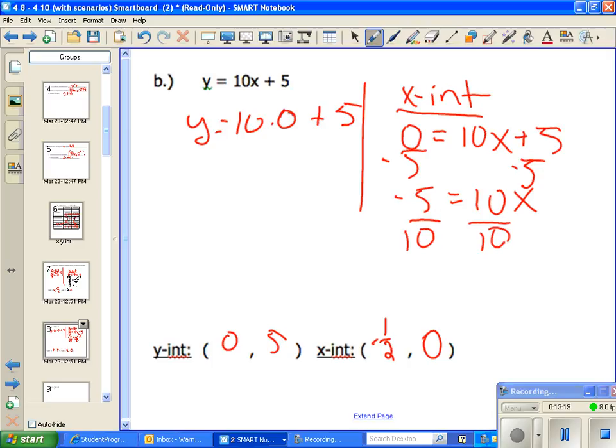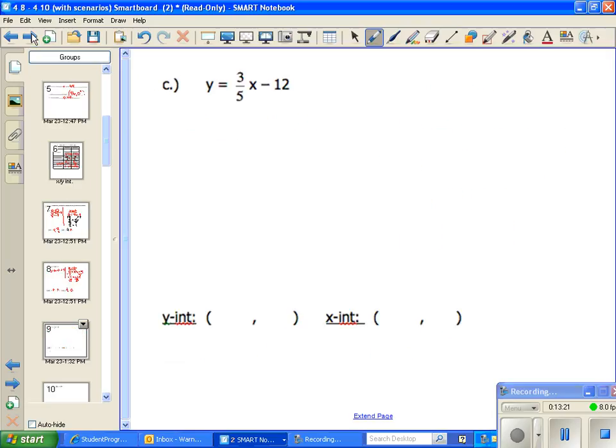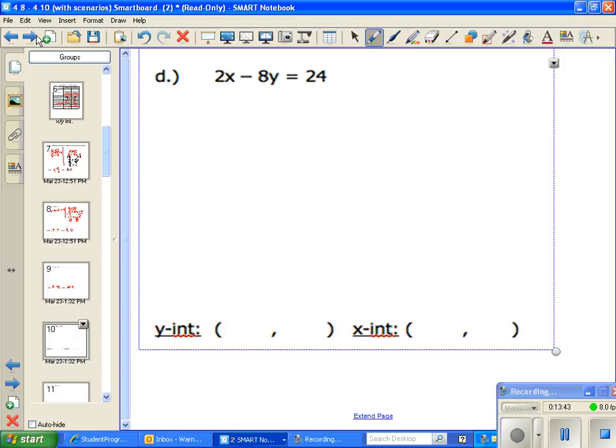Okay, letter C. Just go over the answer. What did you get for C? Megan, what's the y-intercept? Okay, and the x-intercept, Chris? Good, 20, 0. Okay, questions on C? All right, letter D. Uh-oh, what forms are written in now, Tara?